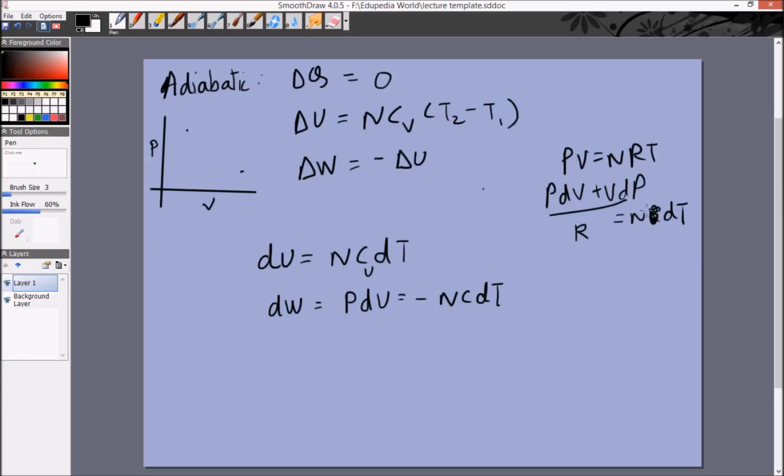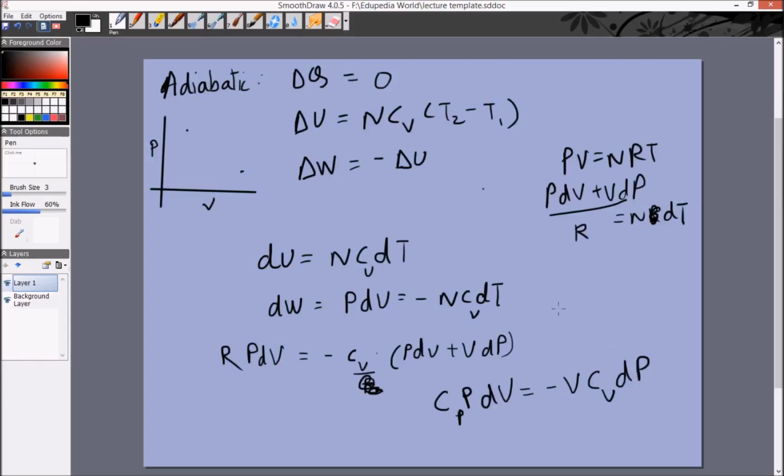So that basically gives us n dT. We divide this by R, that is n dT. I'll substitute n dT here. This is Cv. So that I'll get dV and dP, and I'll calculate the relation between P and V. So this gives me PdV is equal to minus Cv times (PdV plus VdP) by R. Right, let's take R to this side. And what we get is R PdV plus Cv PdV, so that is Cp PdV is equal to minus V Cv dP, right?